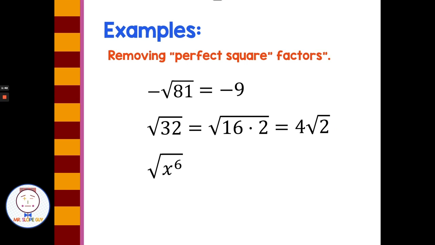How about the square root of x to the 6? Well, we're looking for what number times itself is x to the 6. X to the third times x to the third is x to the 6. So the square root of x to the 6 is x to the third. How about the square root of x squared? Well, an exponent of 2 and a square root sign are inverses of each other. They undo each other. They're like opposite operations. And we get x, or the square root of x squared is x, because x times x is x squared.